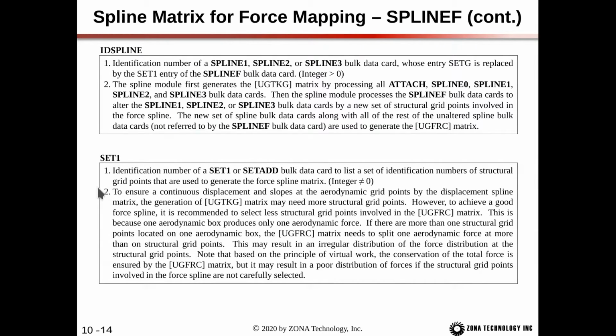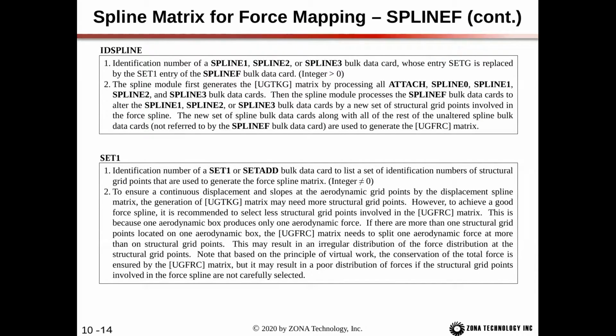Why do we want to do that? That's remark 2 here. To ensure continuous displacement and slopes at the aerodynamic grid points by the displacement spline matrix, the generation of UG-TKG may need more structural grid points. However, to achieve a good force spline, it's recommended to select fewer structural grid points involved in the UG-FRC matrix. This is because one aerodynamic box produces only one aerodynamic force. So if there is more than one structural grid point located on one aerodynamic box, then the force spline matrix needs to split that aerodynamic force and distribute it among more structural grid points. This may result in an irregular distribution of the force at the structural grid points.